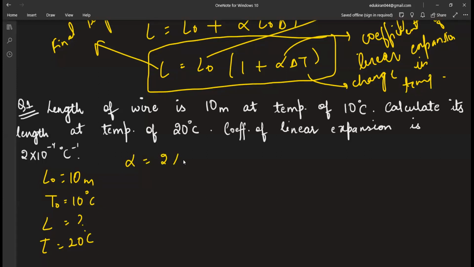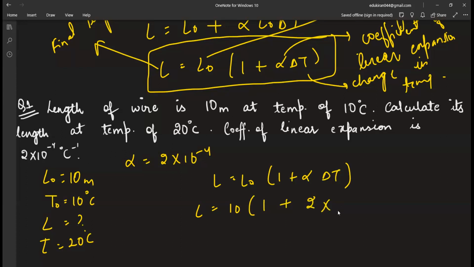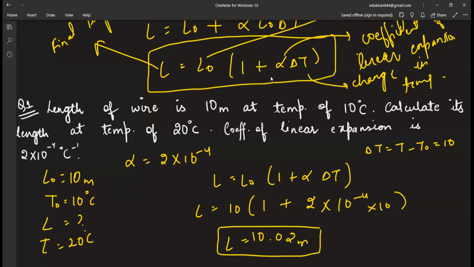Alpha is also given, 2 into 10 to the power minus 4. So L is equal to L naught times 1 plus alpha delta T. What is L naught? 10. 1 plus 2 into 10 to the power minus 4, into delta T. See, delta T is T minus T naught, which is 20 minus 10, that is 10. So L is 10.02 meters. Quickly write it.